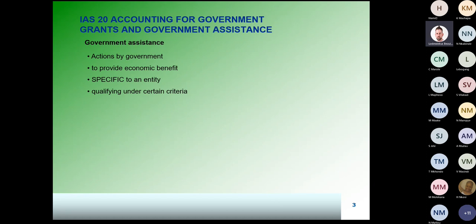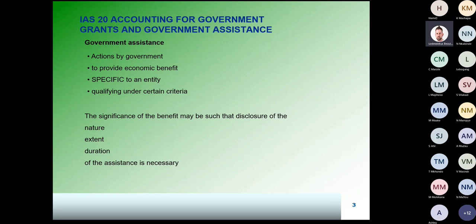All right, so government assistance is an action by government to provide some economic benefit. We get an asset to use. It's specific to the entity, so only your own entity can use it. And then there are certain qualifying criteria that must be met. We have to train 5,000 people a year. We must use it for at least 3 years, whatever the case may be. So those qualifying criteria will be part of that agreement for the government assistance.